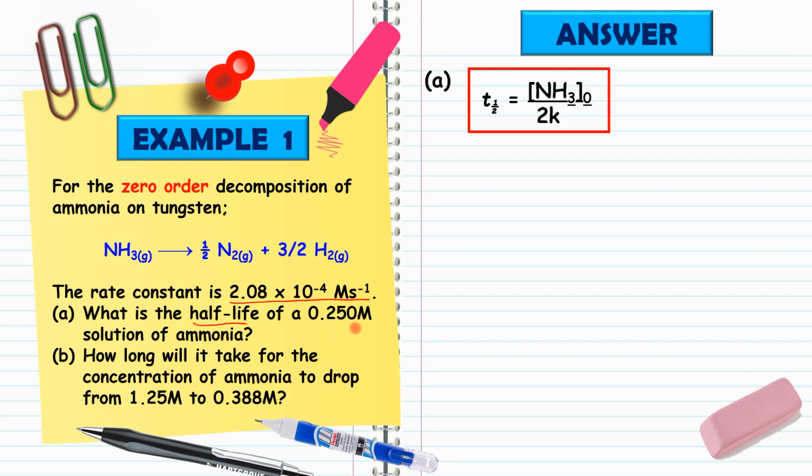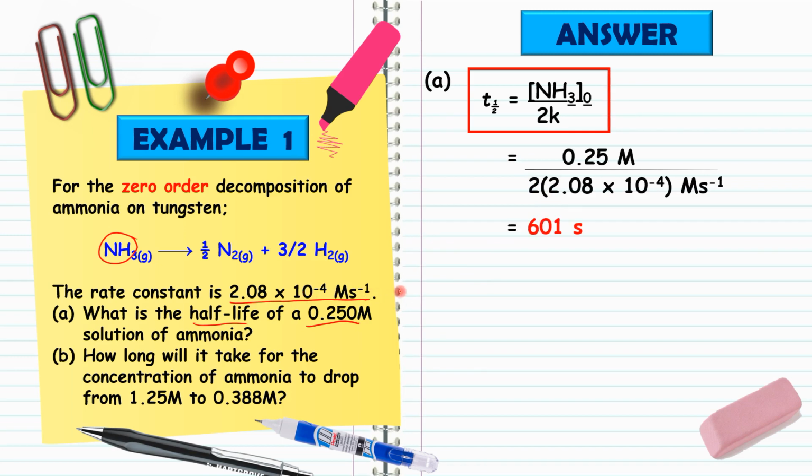How can we answer? First, you have to use the formula of half-life: t half equals [A]0 over 2k, and then you have to define what A is. A refers to ammonia. Write in the formula: the initial concentration of ammonia is 0.25 molar. Just substitute in the formula, and also the value of k, that is 2.08 times 10 to the power of negative 4. Then you get the value of half-life, which is 601 seconds.